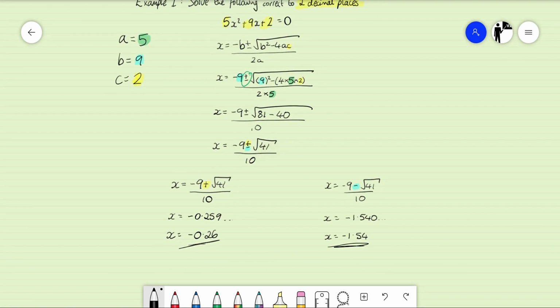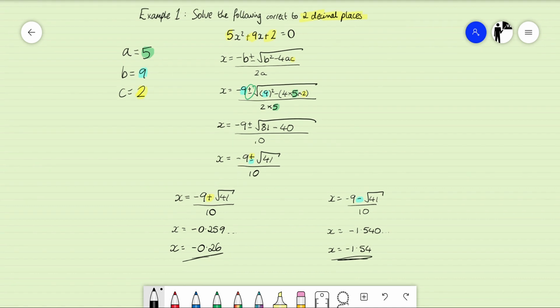So we extract the values of a, b and c from the original equation. We substitute them into our formula. And then we split the equation at this stage here into the plus option and the minus option.